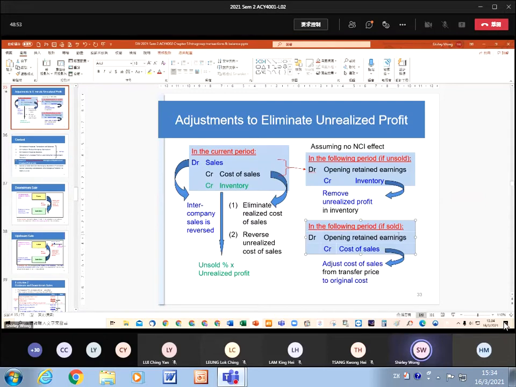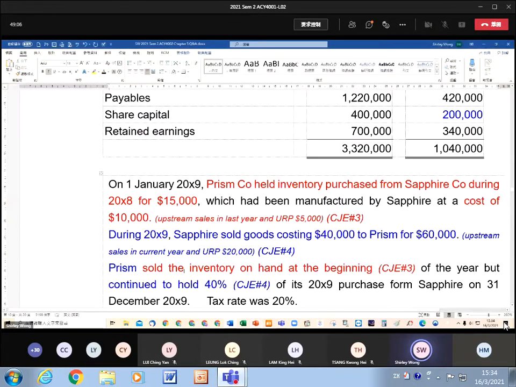Okay, sorry for that. So here we have the inventory being sold. Therefore, when the inventory is being sold, we need to follow this entry: debit opening retained earnings, debit NCI, and then credit cost of goods sold. So how much is being sold? It says that all the inventory on hand is being sold. Okay, so you need to think about how to do that.